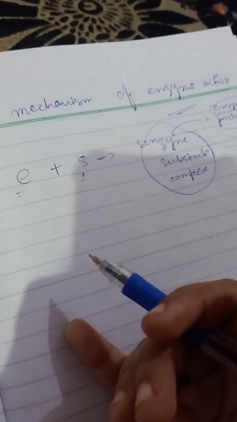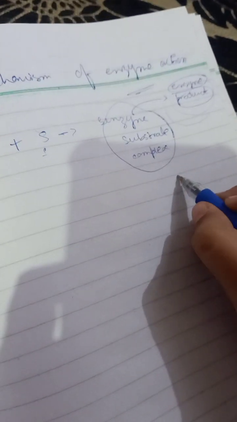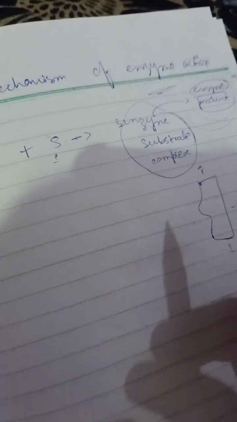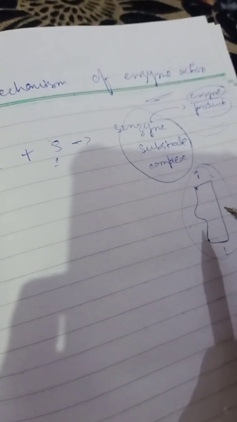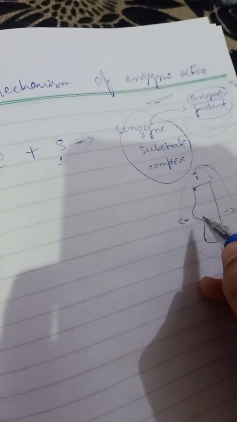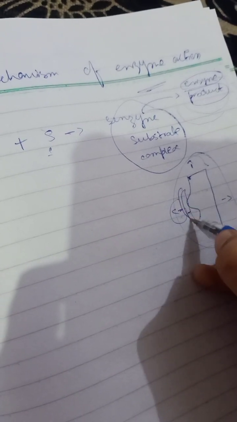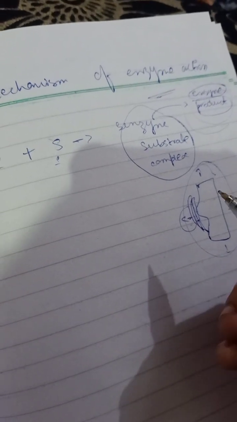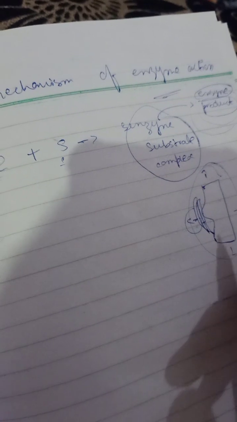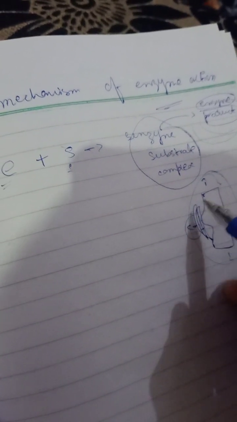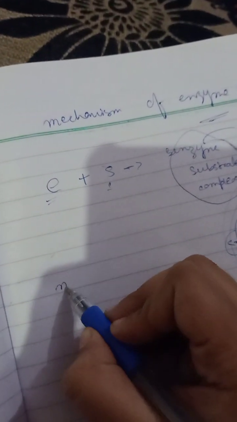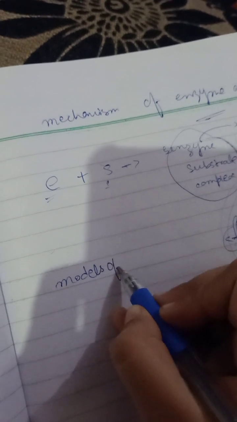So basically, for example, this is the active site of an enzyme, and this is the environment outside of the active site. In the active site there should be some kind of change, maybe a change of pH or a change of water concentration. So this is the local condition inside the active site, which is different from the outside. We have two models of enzyme action.